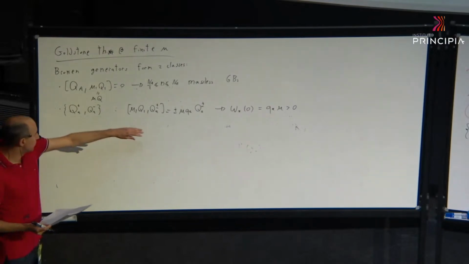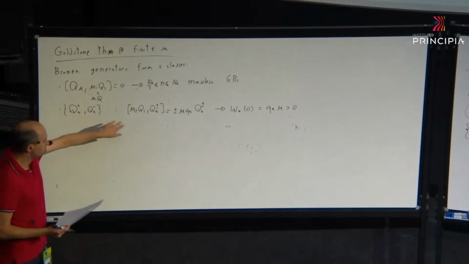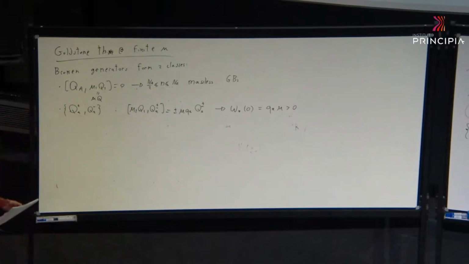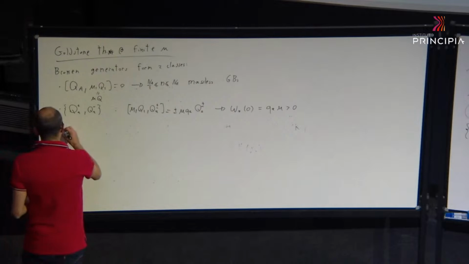And there is one gapped Goldstone for each pair of non-commuting generators. So also this is another difference. It's not one per generator, it's one per pair. That's the theorem. So let me just run two examples.